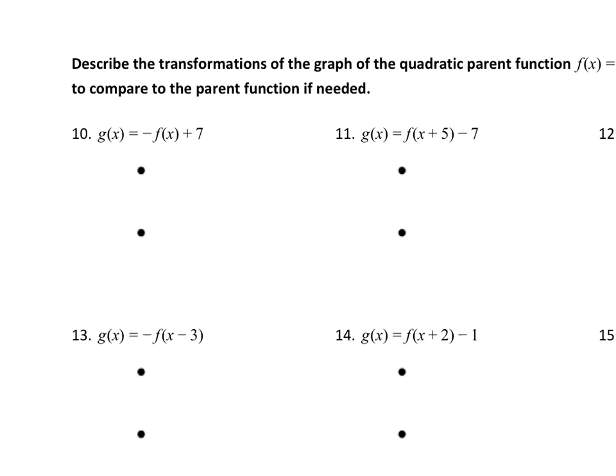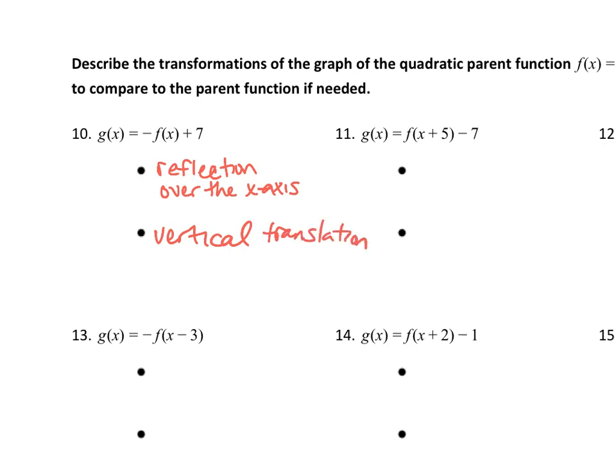But if we look at number 10, compared to the parent function, we need to figure out what's happening. We turn to handy dandy Desmos to graph it for me so I can visually tell you what those vocabulary words are. Let me show you. So what we would write, since we noticed via Desmos that this graph flipped over and scooted up, is that this is a reflection over the x-axis and a vertical translation. What direction? Up 7. Up 7 units.